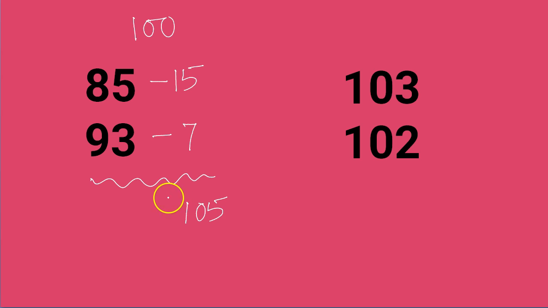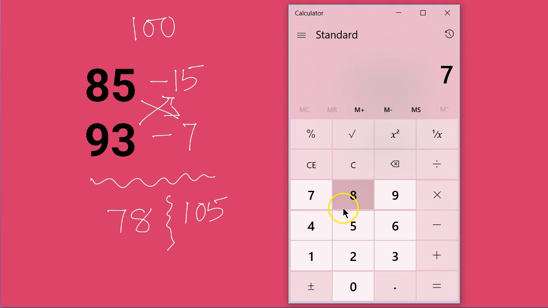The left side part, how do you find out, is a cross subtraction. So that means either you need to do 85 minus 7 or 93 minus 15. Whatever you do, you get the answer as 78. So is our answer 78105? Let's check that now using a calculator.